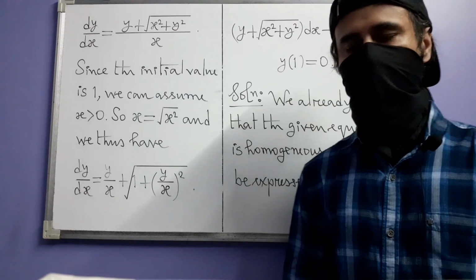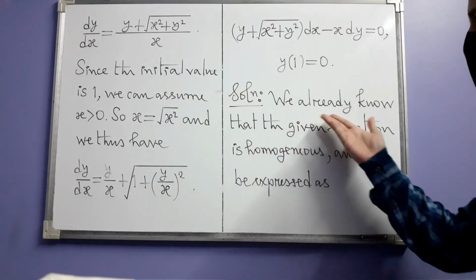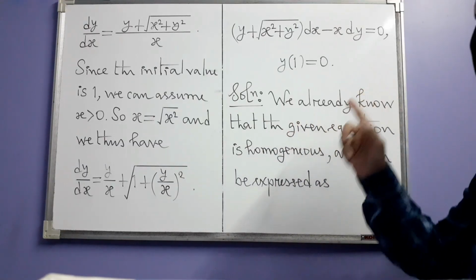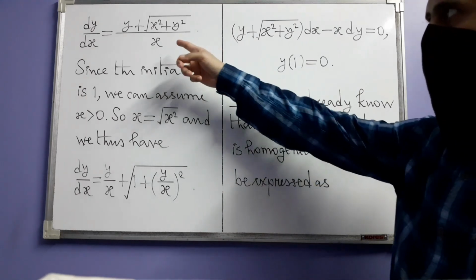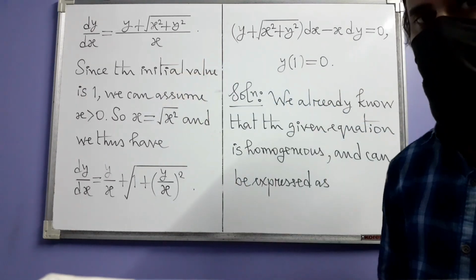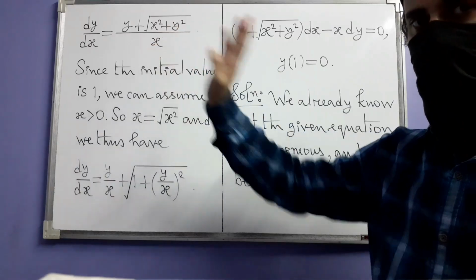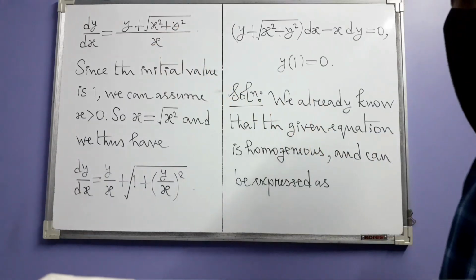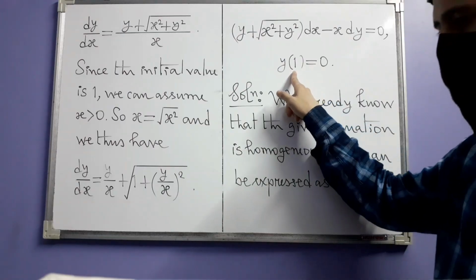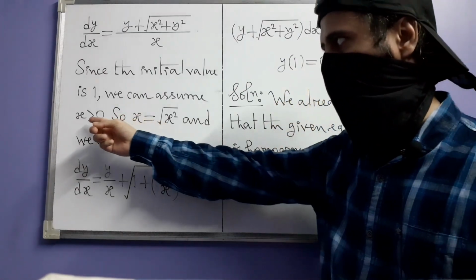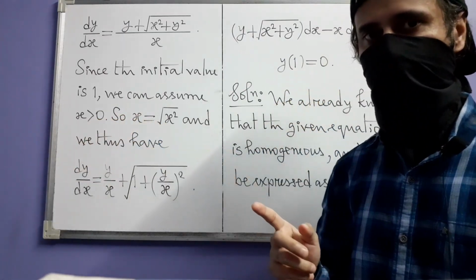So here also the solution starts by recalling that we already know that the given differential equation is homogeneous. And it can be expressed in the derivative form like this: dy/dx equals y plus square root of x square plus y square, divided by x. Now, it is given that the initial value is 1. So, we can assume that x is greater than 0.